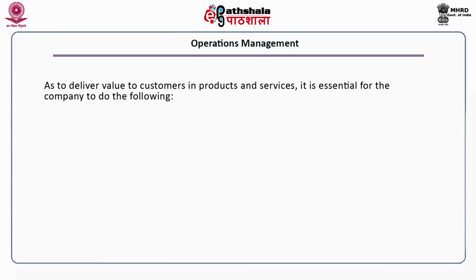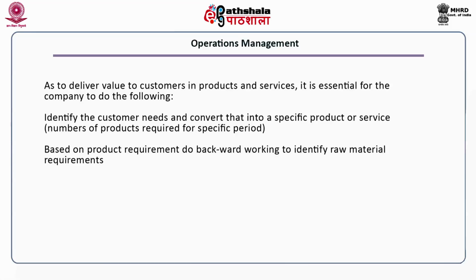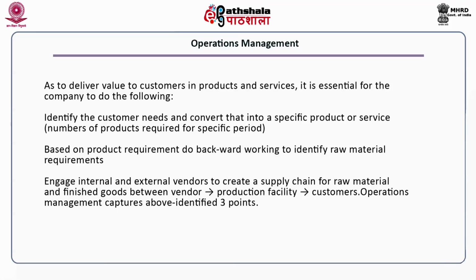Operations management. To deliver value to the customers in the product and services, it is essential for the company to do the following. First is identify the customer need to convert that into the specific product or service. Second, based on the product requirement, do backward working to identify raw material requirement. Third, engage internal and external vendors to create a supply chain for raw material and finished goods between the vendor, production facility and customers. Operation management captures the above identified 3 points.